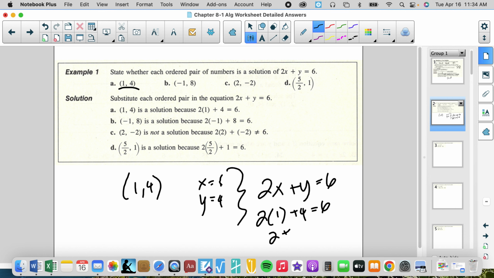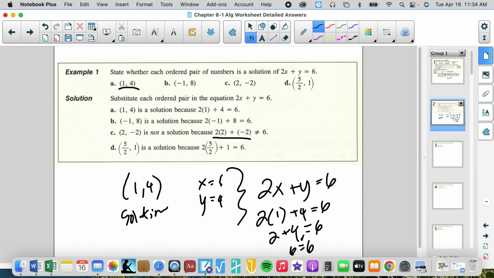And we're going to simplify the left side. And when we simplify both sides, does it come out to make a true statement? If it is a true statement, then it is a solution. If it came out false, like 5 equals 6, a false statement, then that coordinate, that point, that solution, that ordered pair would not be a solution. So 1, 4 is a solution.